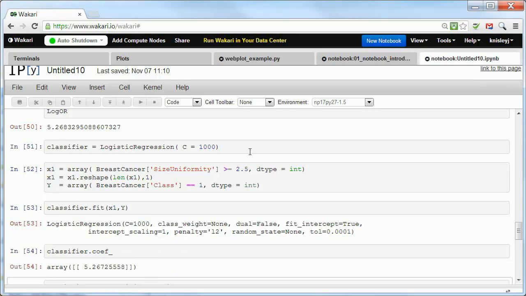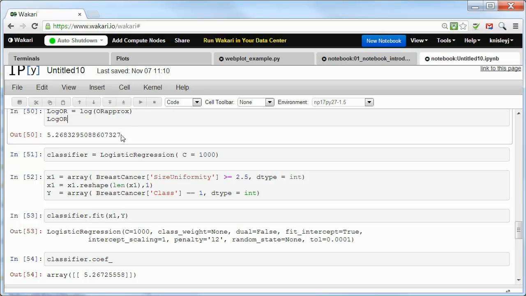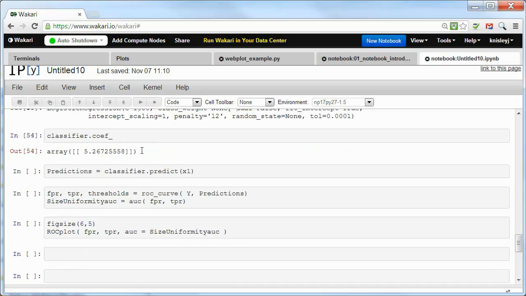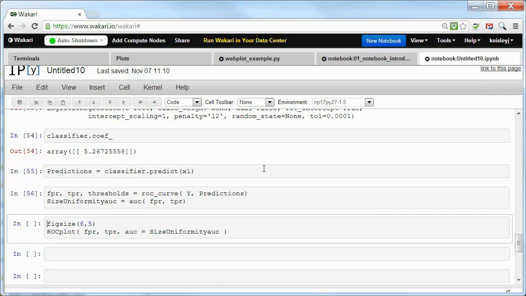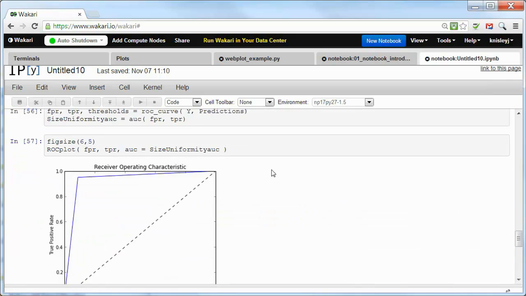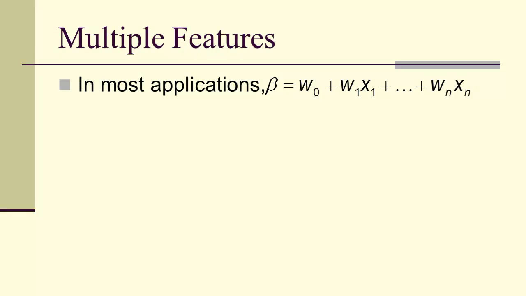5.26832. So 5.267. So they're close. So they're not exact. They're not using exactly the same process. We'll look in the next video at this concept of maximum entropy. Let's see how good it is, however, as a predictor. So we look at our size uniformity, area under the curve, and there's our receiver operating characteristic, and we get 93%.